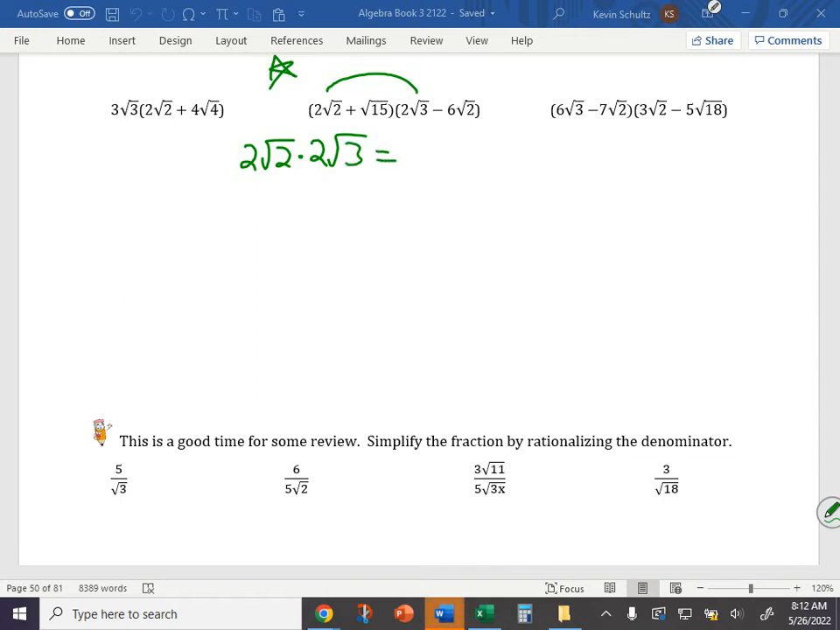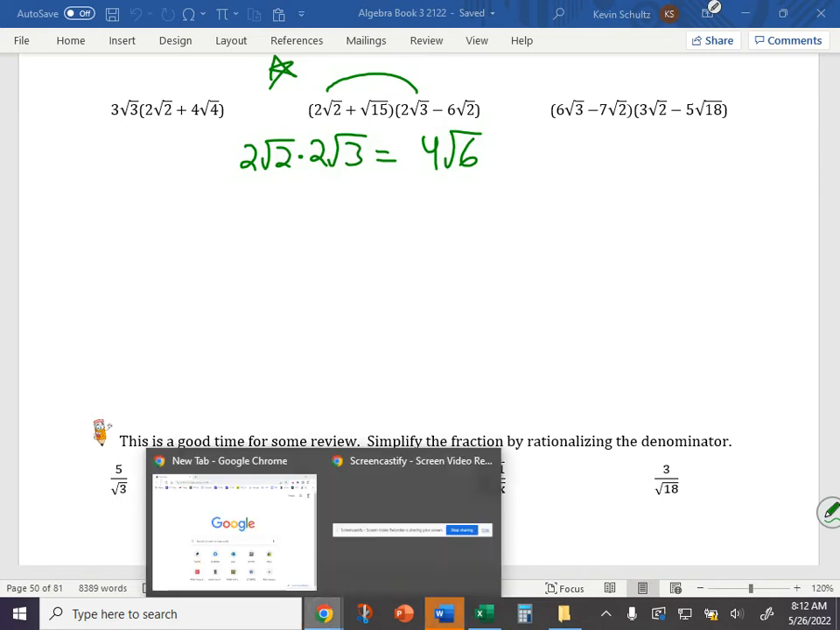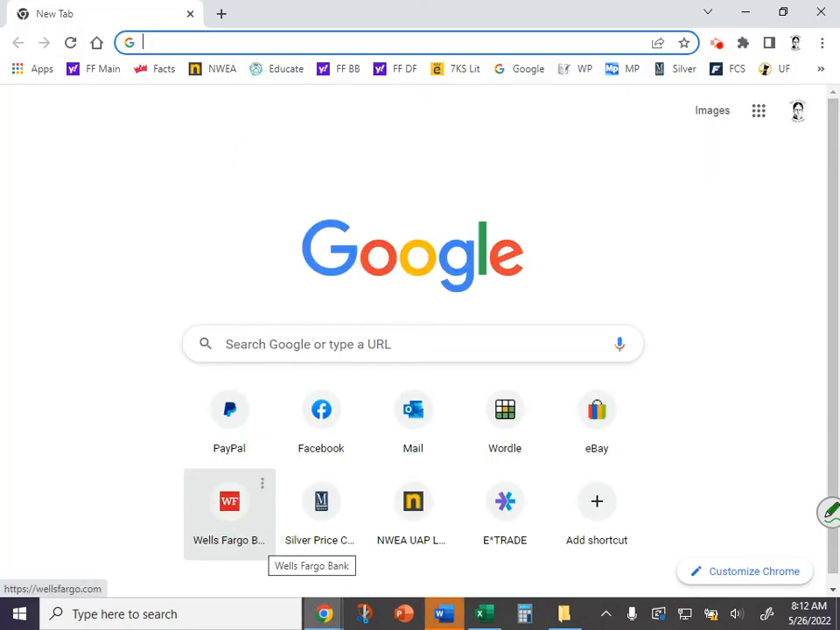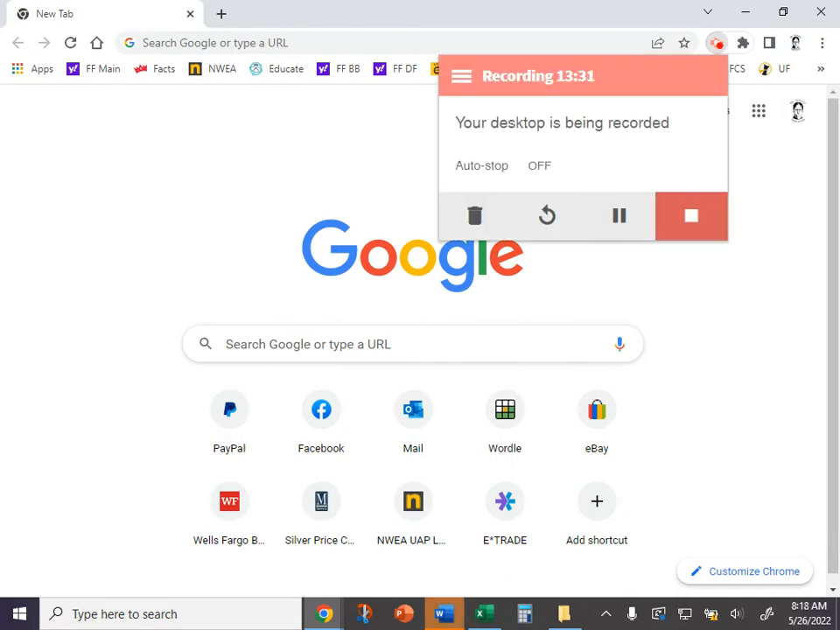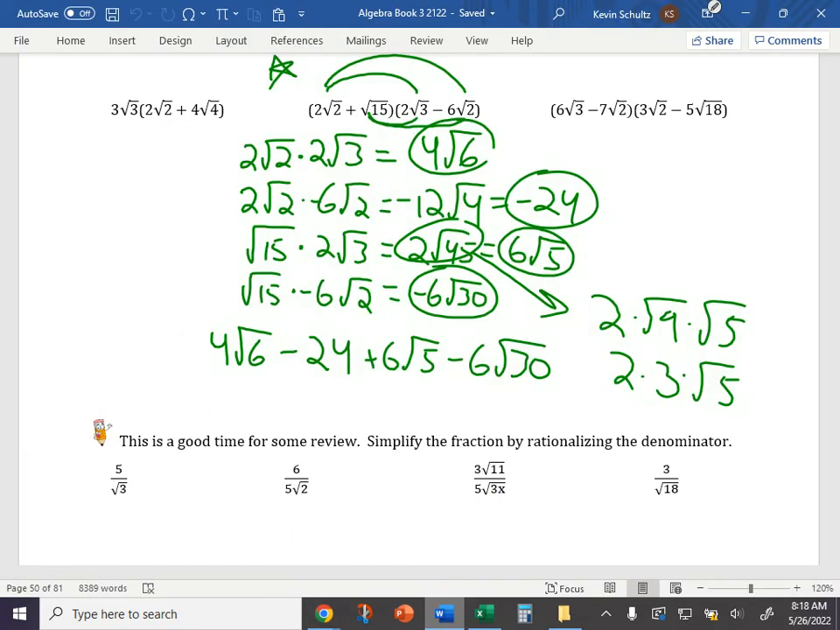You start out with a 4 root 6. All right, 4 root 6. Give it a try. I want to pause the video, give you 45 seconds to do it, and then we'll see. All right. Well, I forgot to hit record, so here's what you get for that middle one.